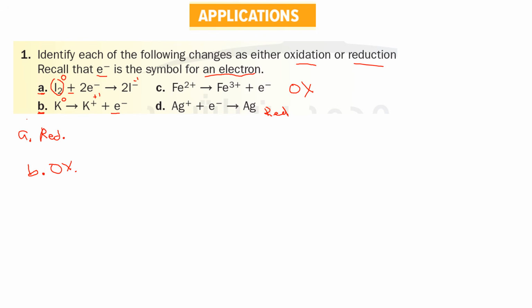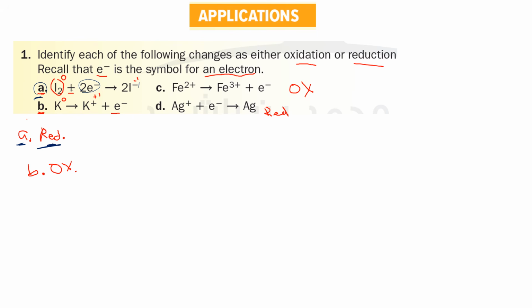Now you have some questions here. Identify each of the following changes as either oxidation or reduction. طبعا this is very easy. If you look at A كان عندك I2 plus 2E. شوف أول ما تلاقي الإلكترونات موجودة في المتفاعلات معناها reduction. So A is reduction. وأيضا كانت الشحنة 0 وصارت -1.